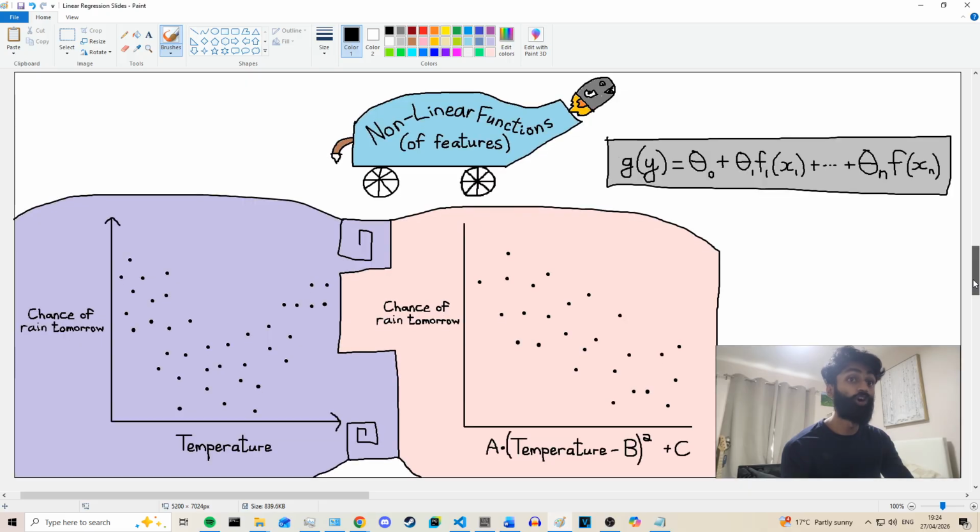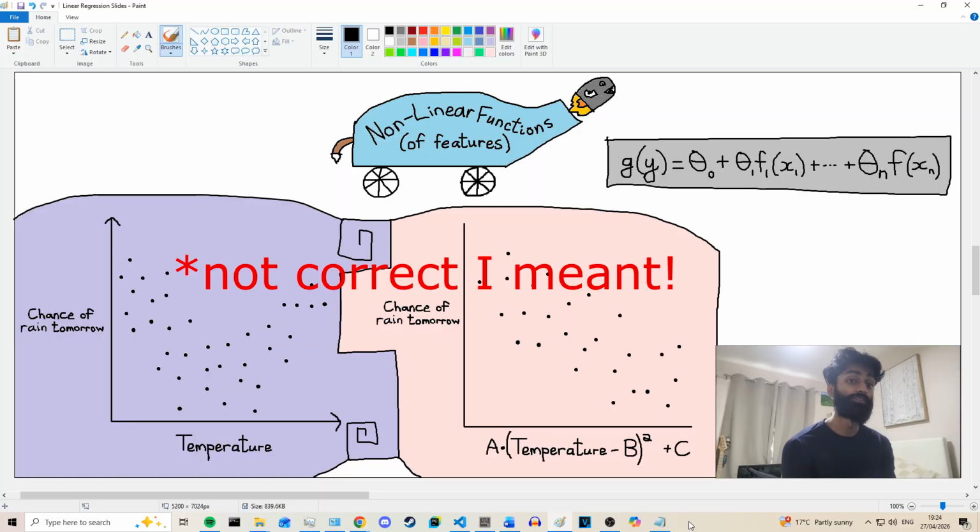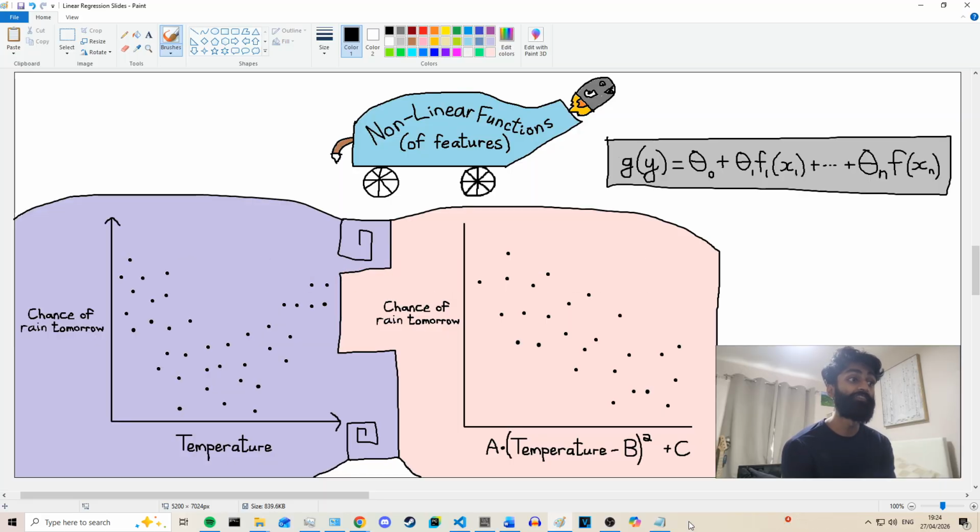So now we go into nonlinear functions. A very common misconception with linear regression is that you need a linear relationship between your features and your target to use linear regression. I might have even used that exact phrasing earlier, but technically that's not incorrect. What you need is a linear relationship between any function between your features and your target.